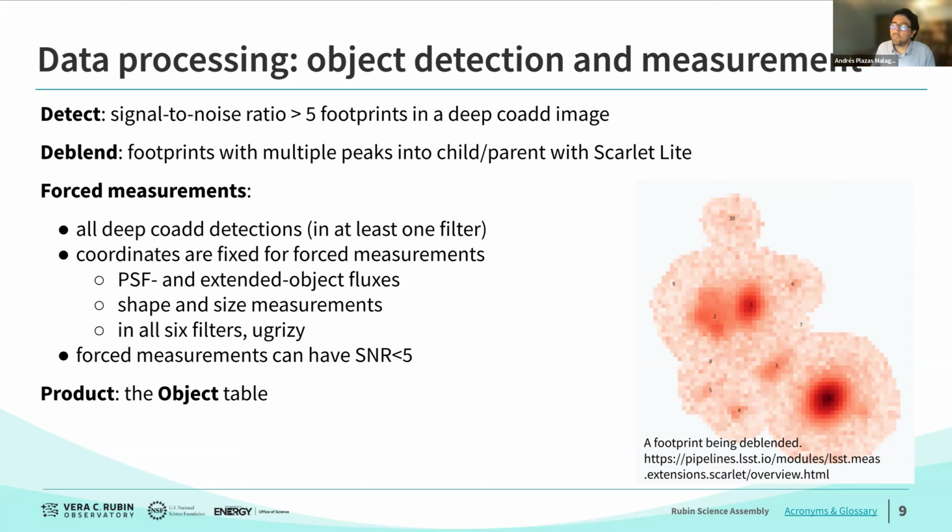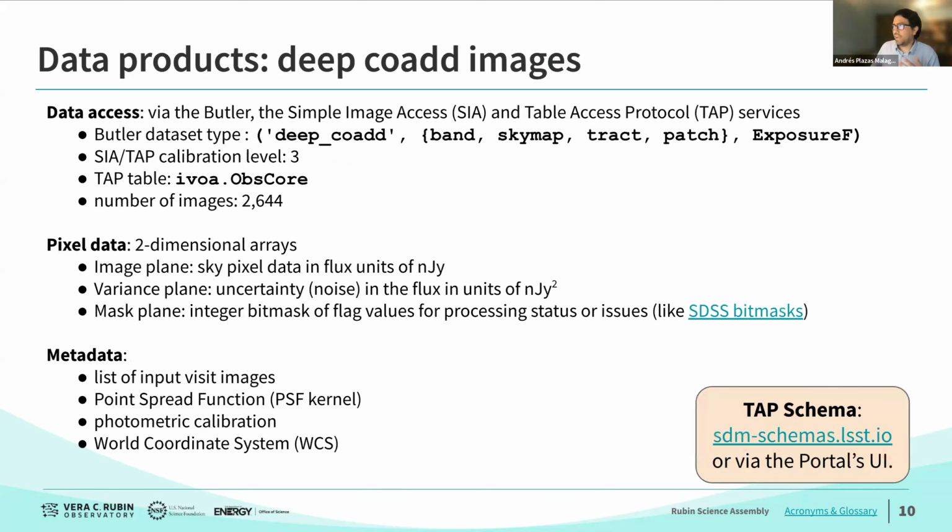So almost by definition, the forced measurements could have a signal to noise ratio of less than 5, because we find the locations in the coadded images, and then we do the forced photometry measurements, for example, in the individual visits. And in the end, we obtain the object table. So we've talked about the deep coadd image, and now we have this other product, which is the object table.